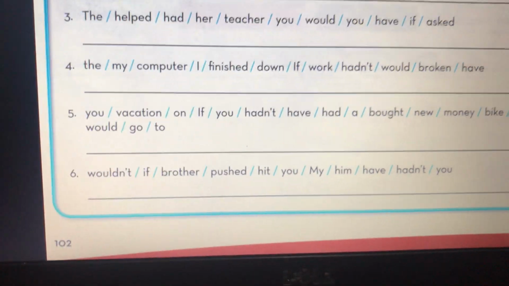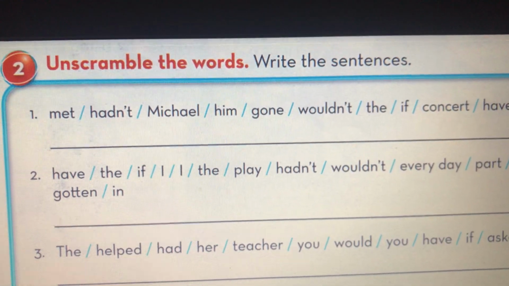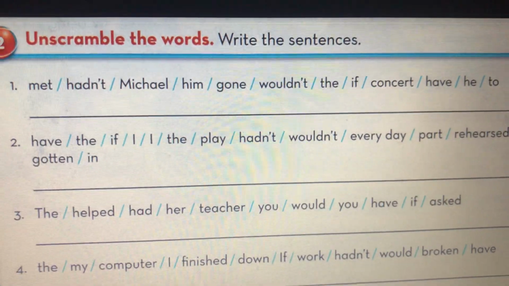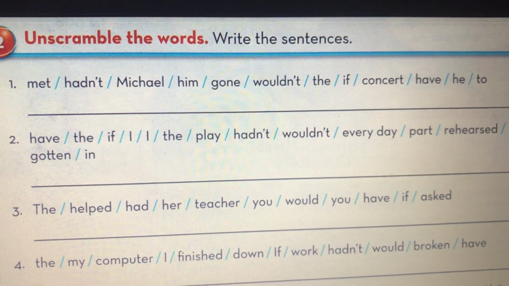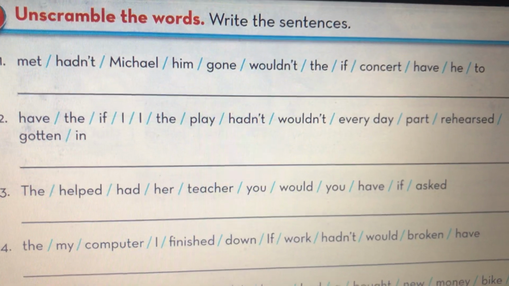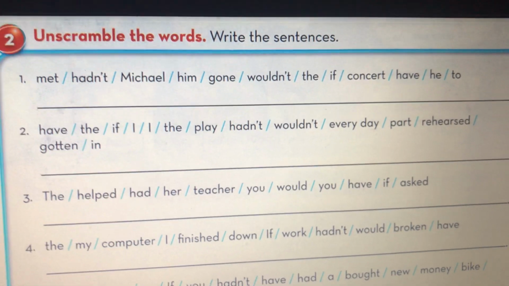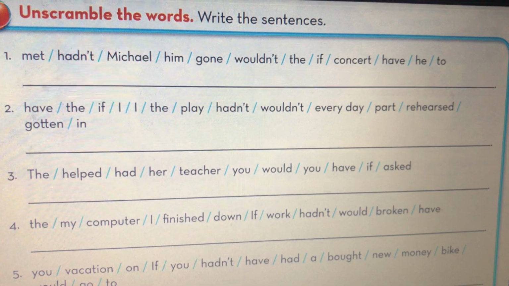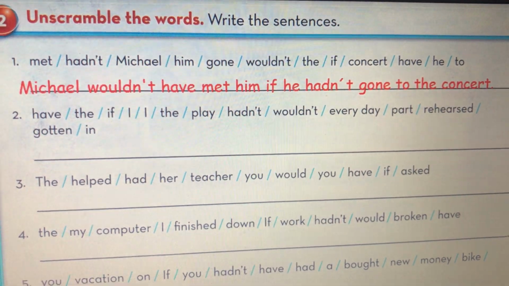Let's move to the next. Look at these. Here we have scrambled words. We have to use them to make meaningful sentences based on if clauses type 3. Look at the first one. Met, hadn't, Michael, him, gone, wouldn't, the, if, concert, have, he, to. You know the word concert حفلة. How it should be using if clauses type 3? It should be like this. Michael wouldn't have met him if he hadn't gone to the concert.